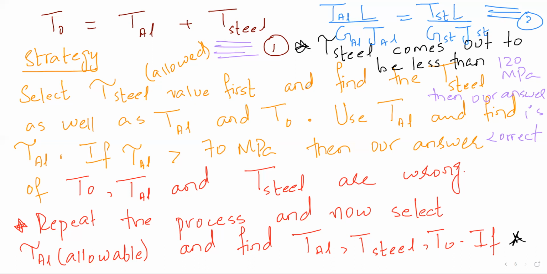TL over G for steel is equal to TL over G for aluminium, length of aluminium, G aluminium. Use this equation to find this. Then you have your torque of aluminium. Now see what is the shear stress in aluminium that you got by using this formula. If this value comes out to be less than allowed, that's good.